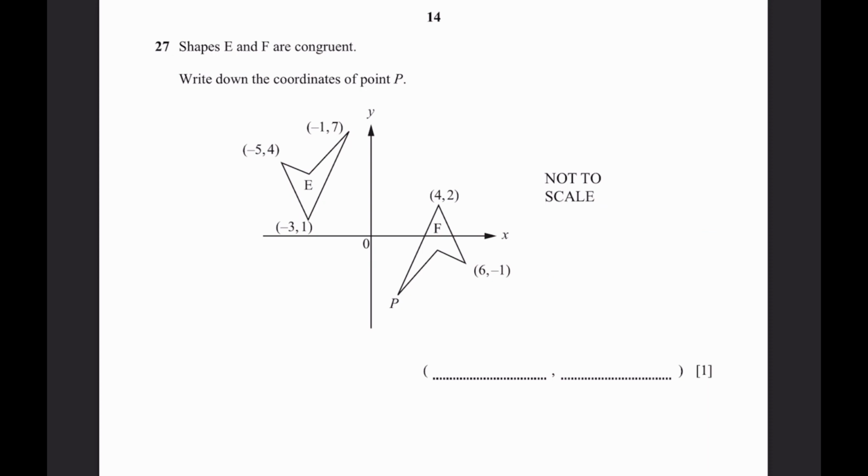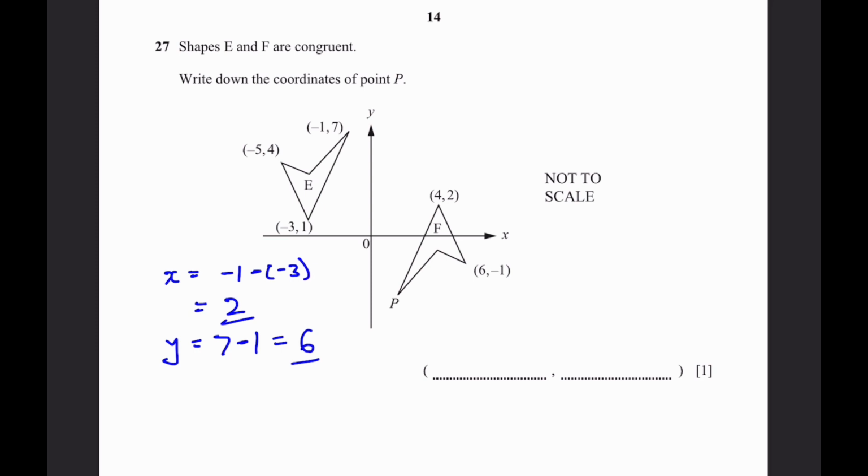Question 27. Shapes E and F are congruent. Write down the coordinates of point P. To do that, we can find the x and y difference between these 2 points, negative 3, 1 and minus 1, 7. So the x difference is minus 1 minus 3, which is equal to 2. The y difference is equal to 7 minus 1, which is equal to 6. So we have 2 of them there.